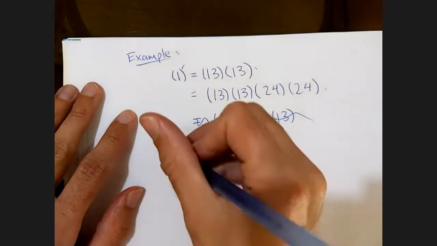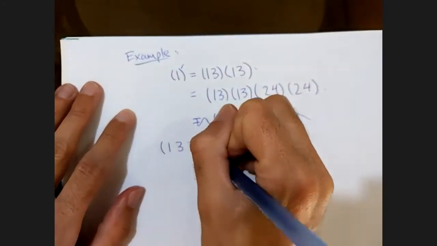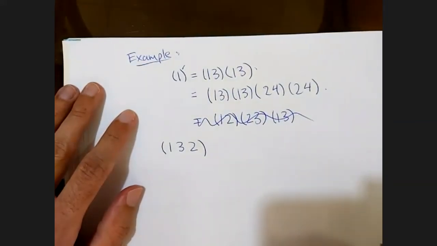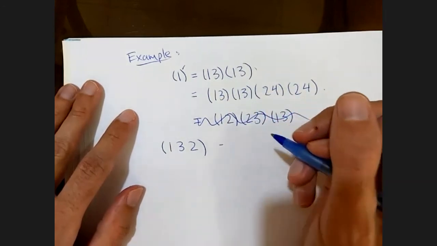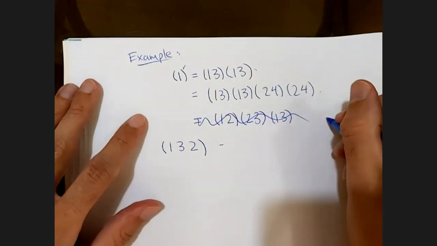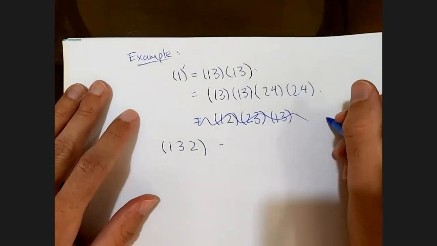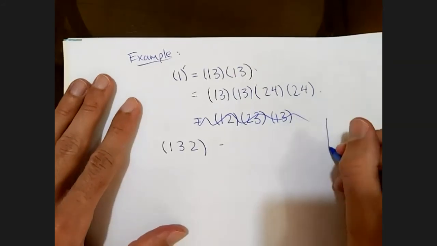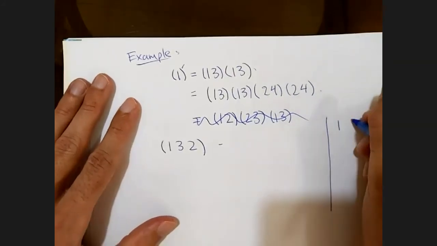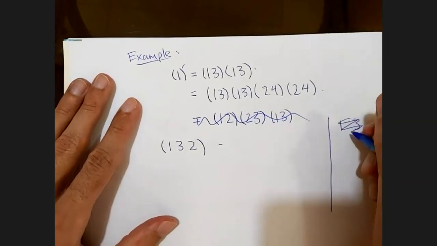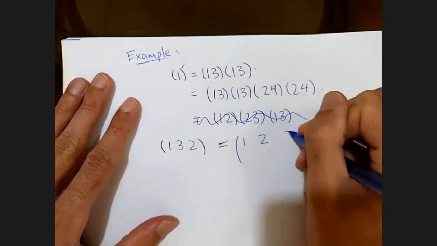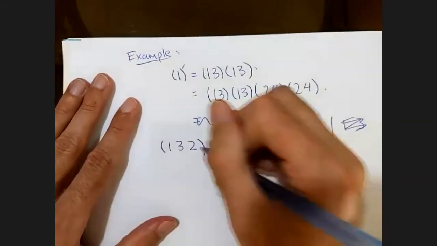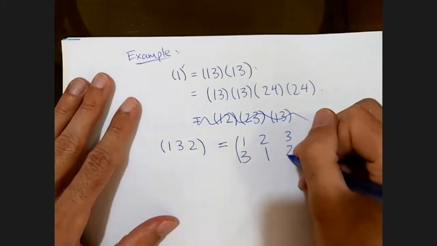What's another example? Here's a 3 cycle. Let's see if we can write that as a product of transpositions. Writing a permutation as a product of transpositions is kind of like a game. So 1, 3, 2 is really the permutation that looks like this: 1 goes to 3, 2 goes to 1, and 3 goes to 2.